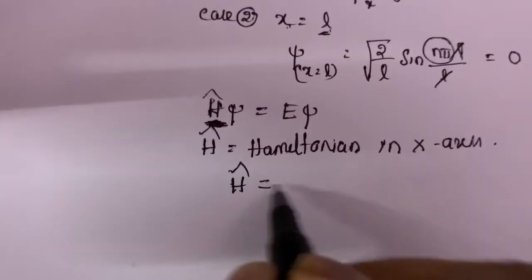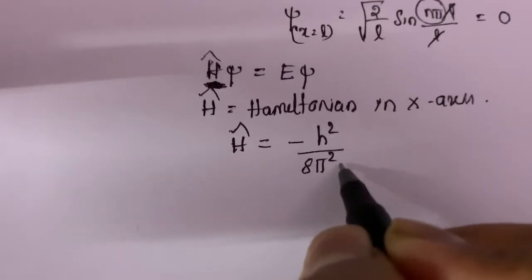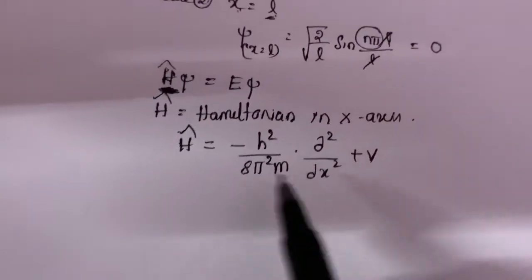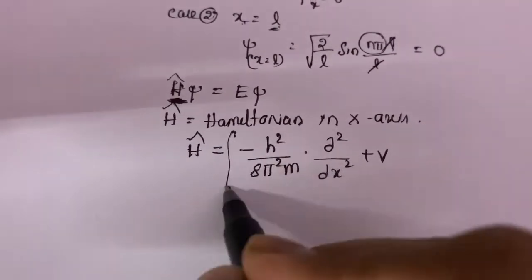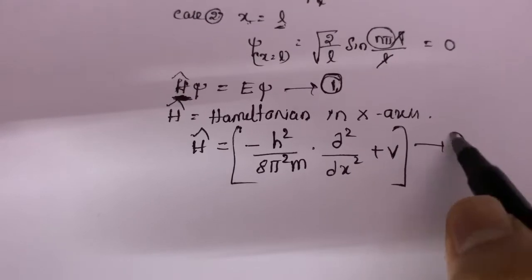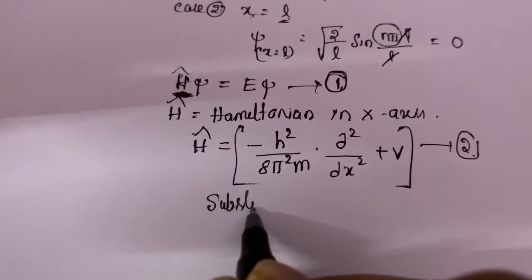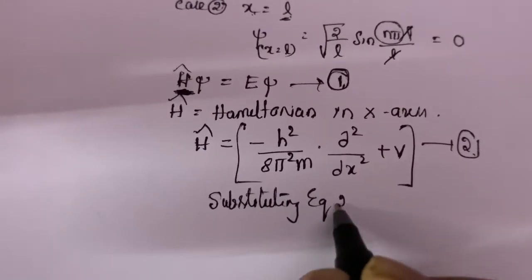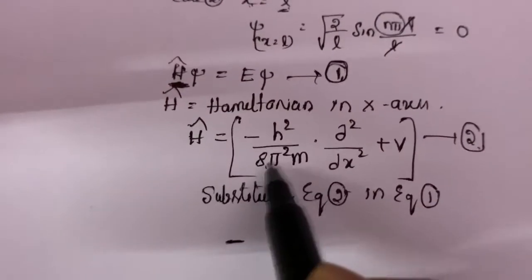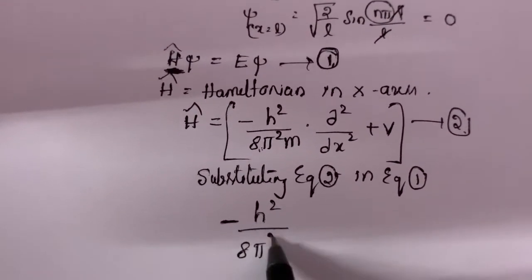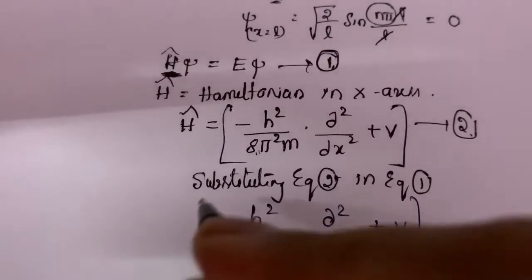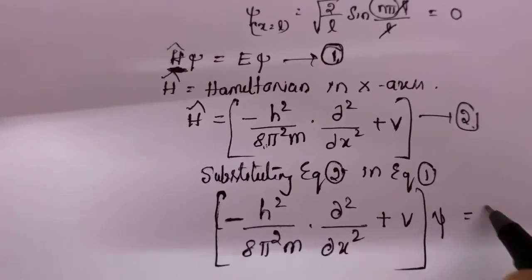So what is the H cap value here? H cap value is minus h square upon 8 pi square m, dou square upon dou x square, plus V, only x, because we are going to study only one dimension. So we substitute this H cap value in the above equation 1, the Schrodinger equation in operator form. This is the value 2. Substituting the equation 2 value in equation 1, we will get minus h square upon 8 pi square m dou square upon dou x square plus V, the entire term multiplied with psi, equals E psi.